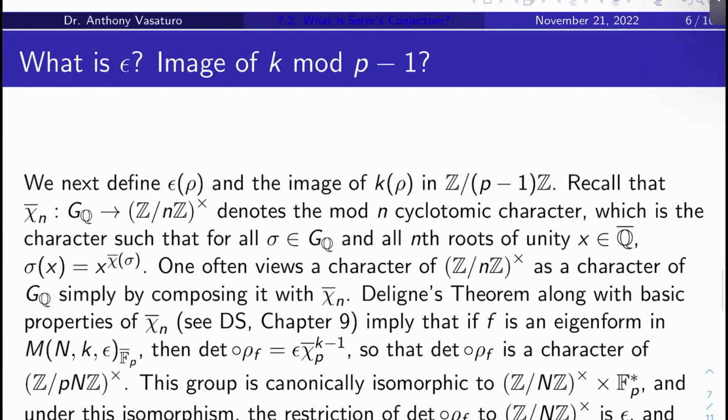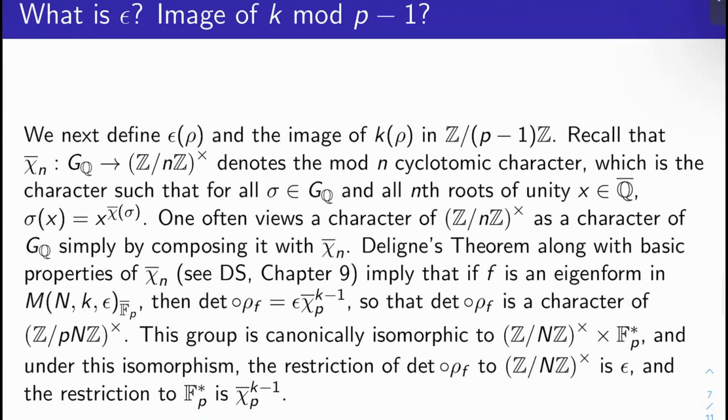What is epsilon? Epsilon of p, I'm also going to tell you what the image of k of rho is mod p minus 1, but I won't specifically tell you what k is, but I'll give you references. Okay, first of all, recall that chi n bar from G_Q to (Z mod nZ)^cross denotes the mod n cyclotomic character. That's the character such that for all sigma in G_Q and all nth roots of unity x in Q bar, sigma of x equals x to the chi bar of sigma. In other words, chi sub n bar governs the Galois action on the nth roots of unity. Okay. One can view a character of (Z mod nZ)^cross as a character of the Galois group of Q just by composing it with chi sub n bar.